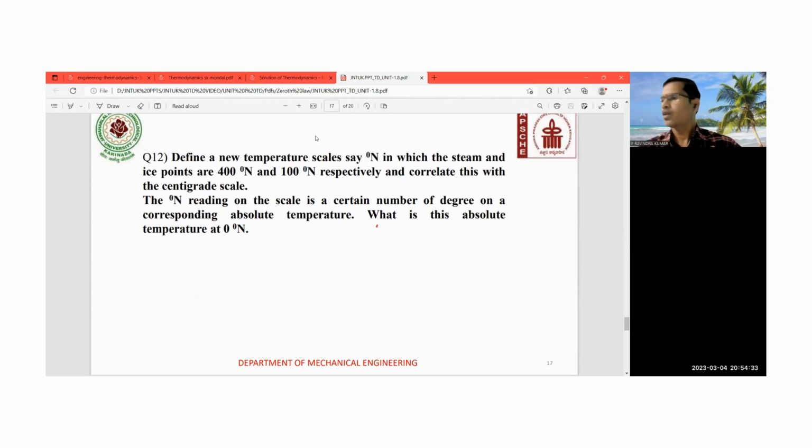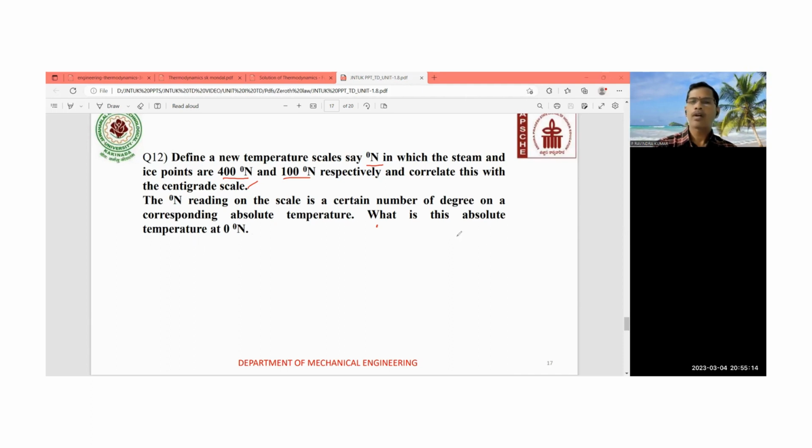In this case, define a new temperature scale. This is also one of the important problems in this topic. Define a new temperature scale, degree n, in which the steam and ice points are 400 degree n and 100 degree n respectively, and correlate this with the centigrade scale. The degree n reading on the scale is a certain number of degrees on a corresponding absolute temperature. What is this absolute temperature at 0 degree n? This is how the problem is to be solved.